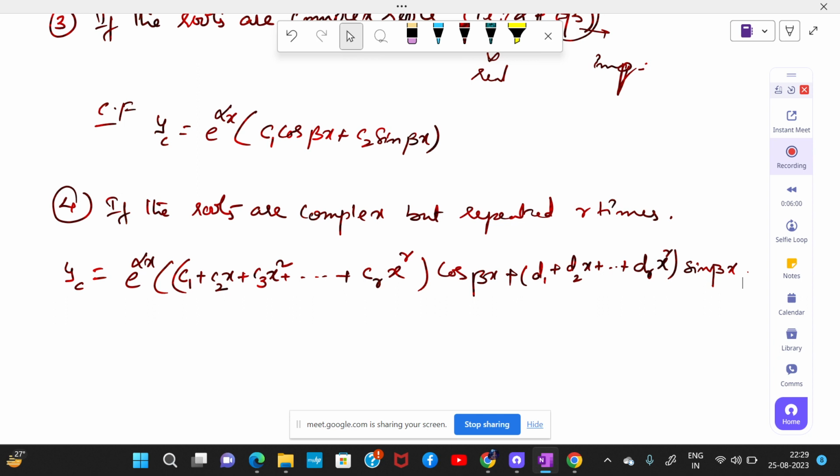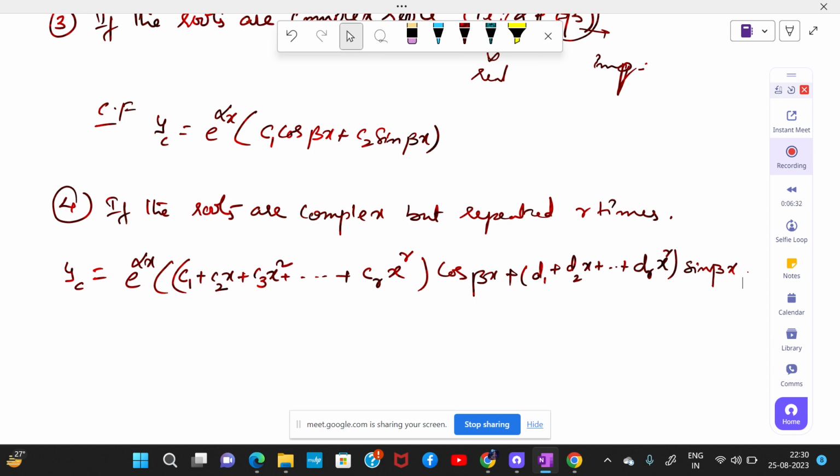Good, very good. What is your first case in the particular integral? e to the power of ax. What you have to do in that one? Substitute D is equal to a. And what if f(a) is equal to 0? e to the power of ax by f'(a) into x to the power of m by m factorial.